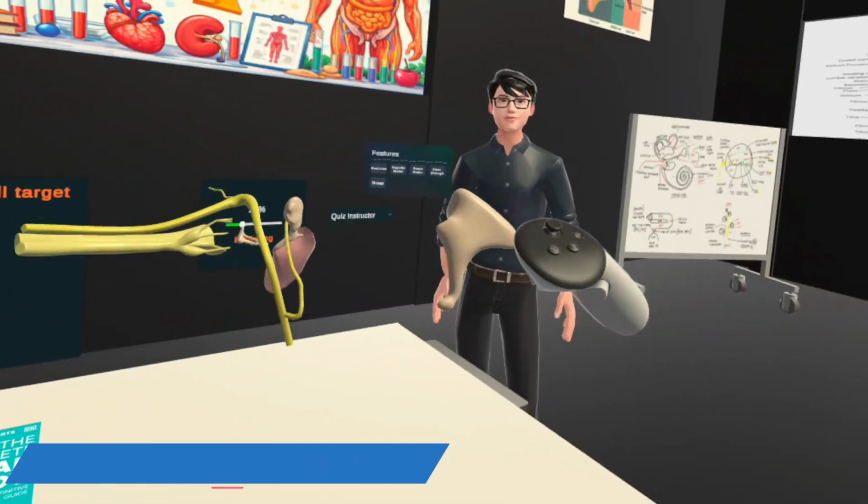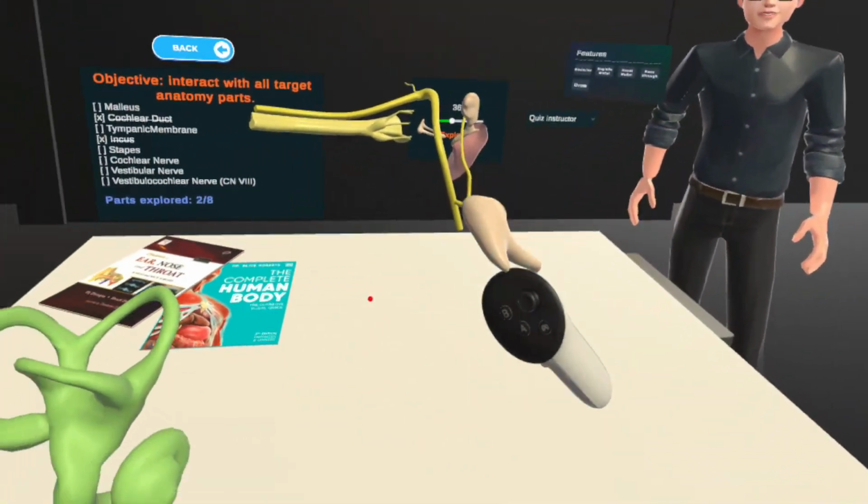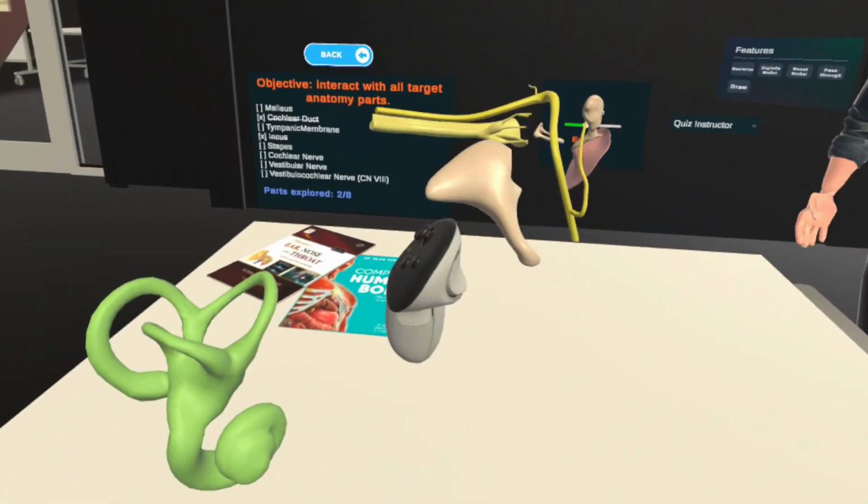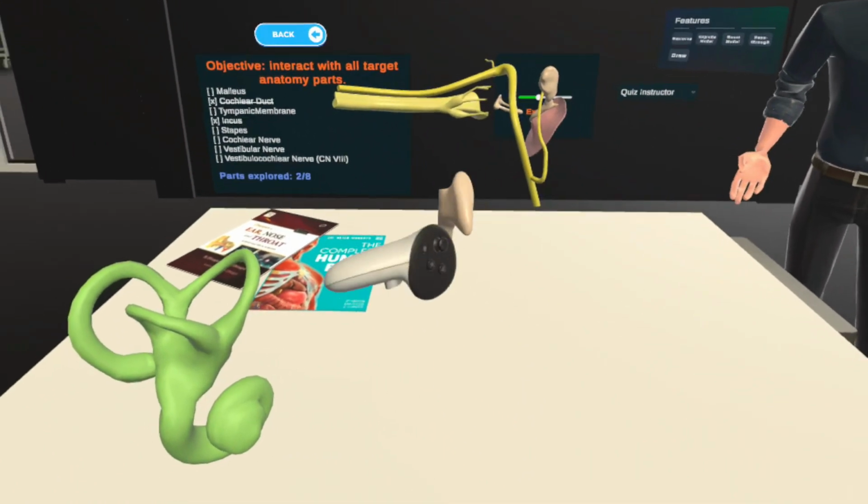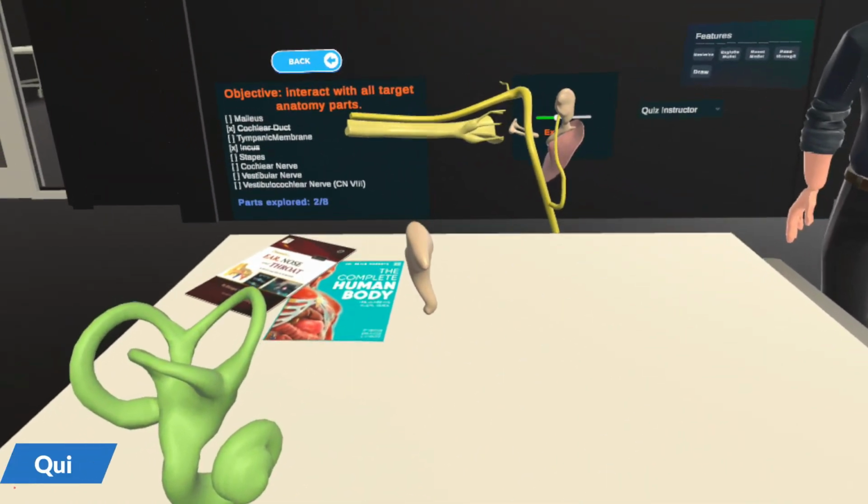Which bone is this, teacher? That is the incus, also known as the anvil. It's one of the three ossicles in the middle ear. What are the names of the other two ossicles?